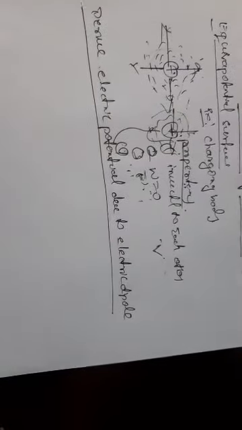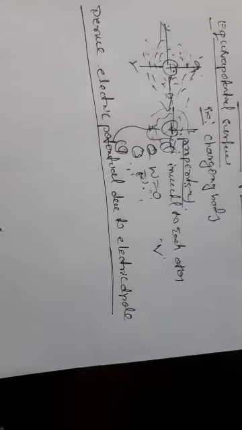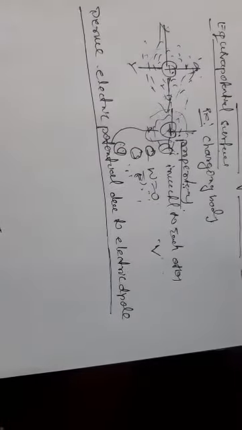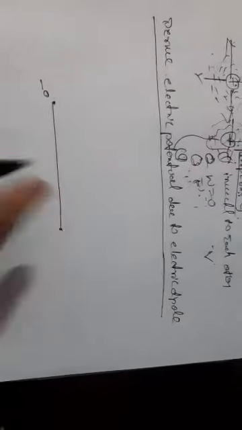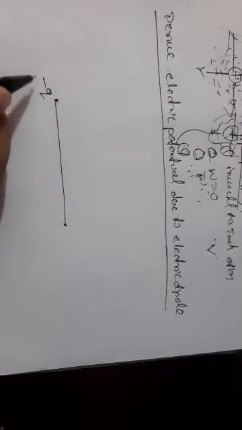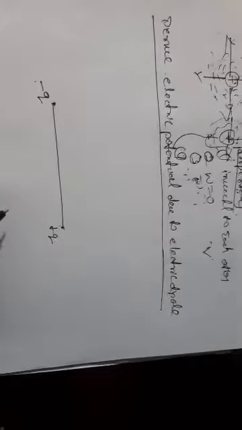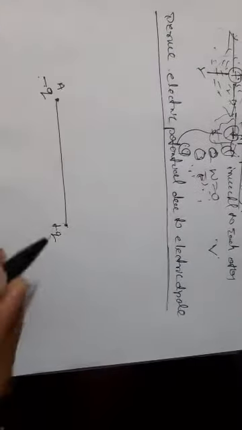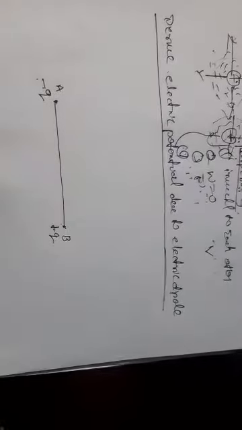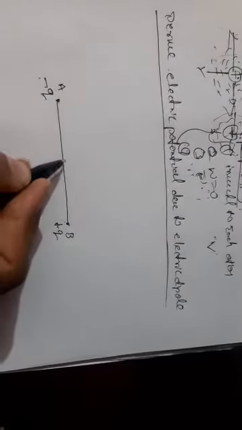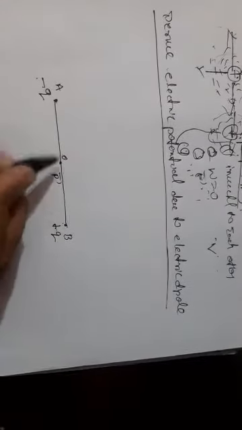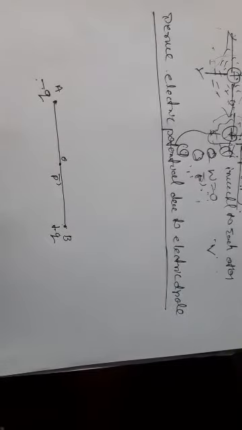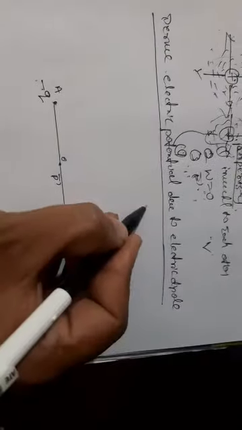First, draw the dipole system. The dipole system consists of two charges, a negative and a positive charge. The negative charge is at point A, the positive charge is at point B, and O is the midpoint. Vector P is the dipole moment. And P is a point.